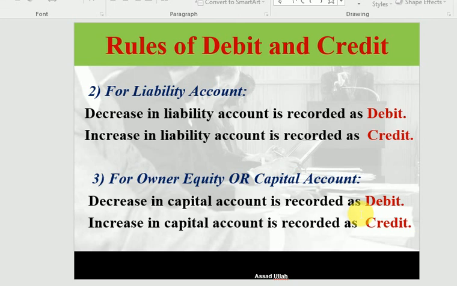side. And when owner equity is increasing, meaning the owner makes an investment, capital is increasing. And if there is a profit, the profit is added to the capital account, and they are increasing the capital. So an increase in capital is recorded as a credit. Clear? So for today I think these three rules are enough.